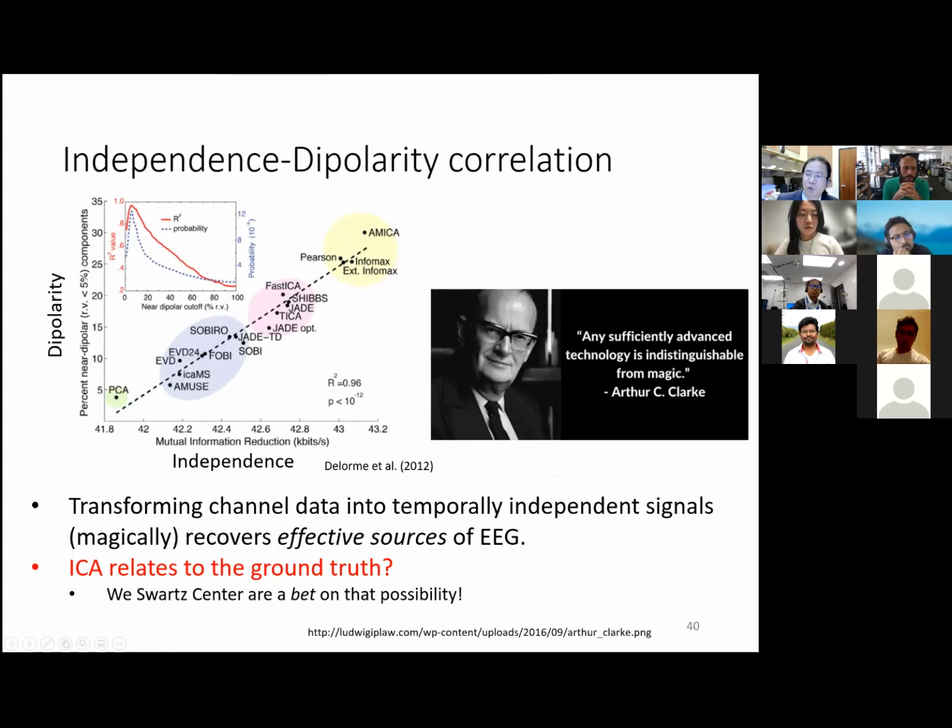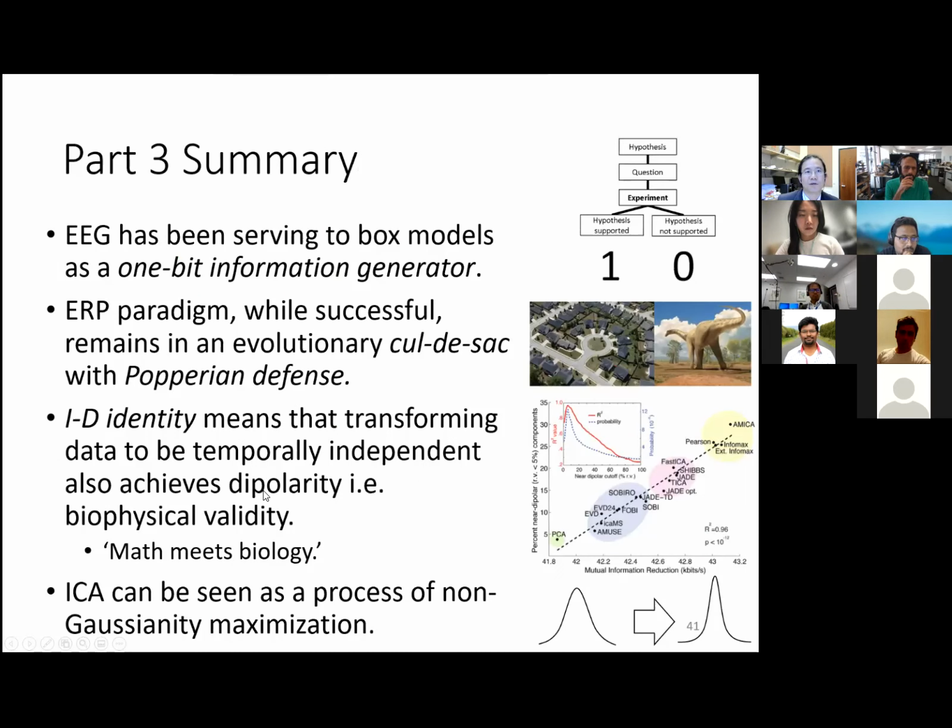So I want to quote Arthur Clarke here. He said, any sufficiently advanced technology is indistinguishable from magic. So when we say ICA's work is magical, I truly believe that it's too good to be true. So I thought ICA may relate to the ground truth, because otherwise this is just too good to be true. By the way, this is the part 3 summary. Okay, I'm finishing soon, in 1 minute.